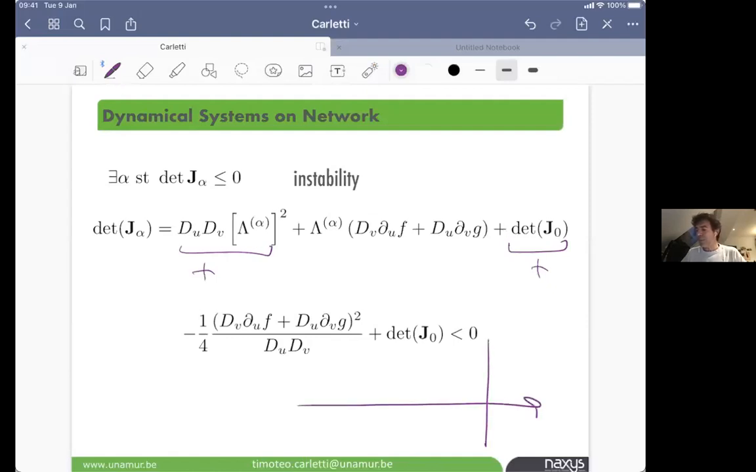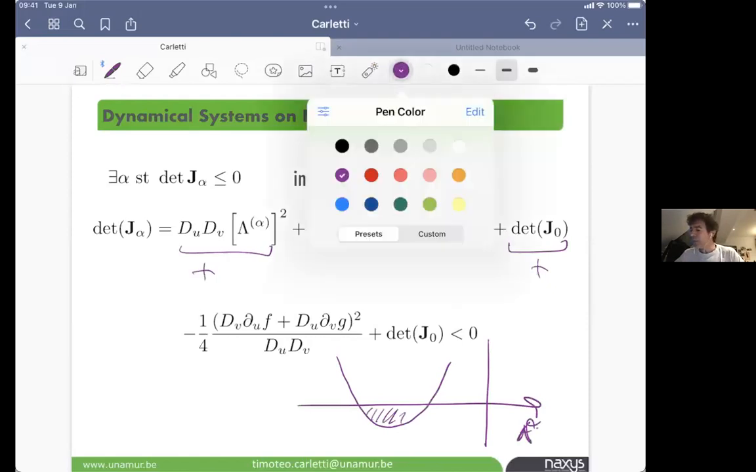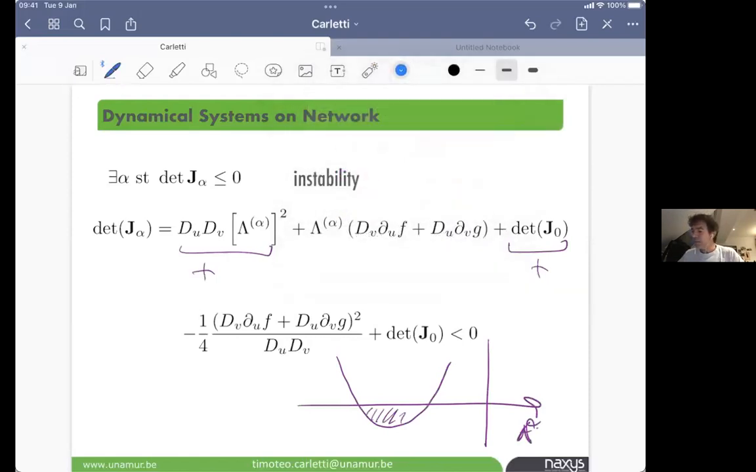So remember, lambda is negative, so I put here lambda alpha, but what is important is only the negative part. This is a parabola which is concave toward the top. So this is something like this. If it is the case, this parabola has a region where the parabola is negative, so where the determinant is negative. While if the parabola is something like, I don't know, like this, then this parabola is always positive. So you will never have this instability.